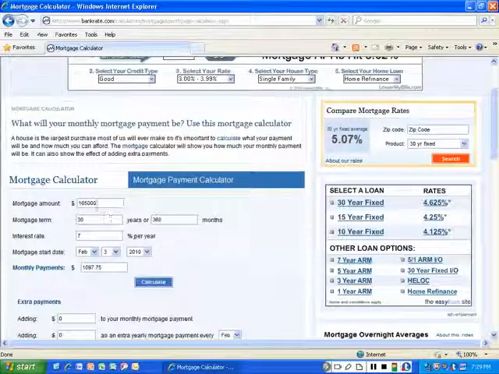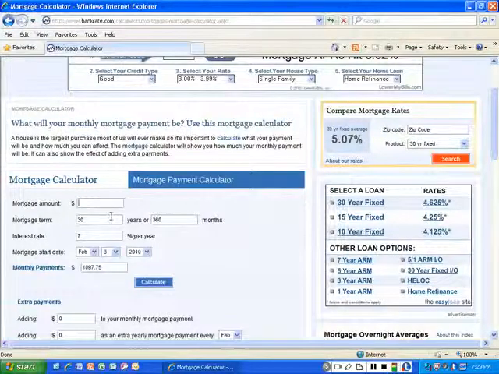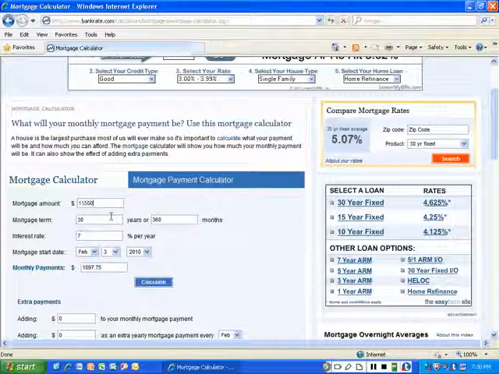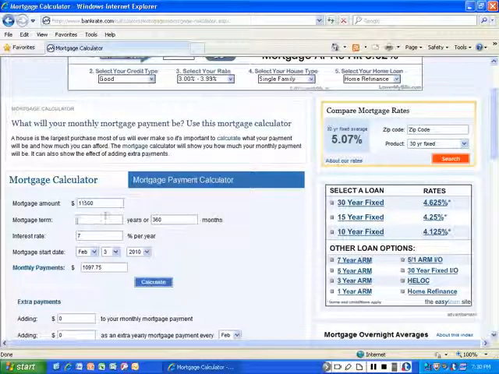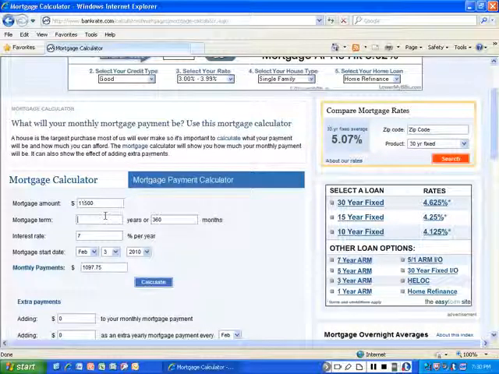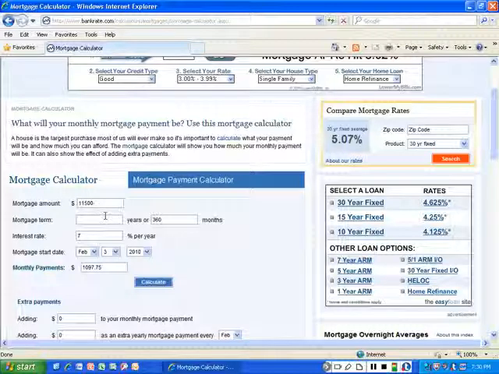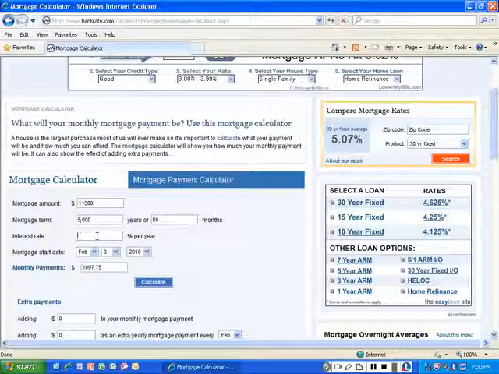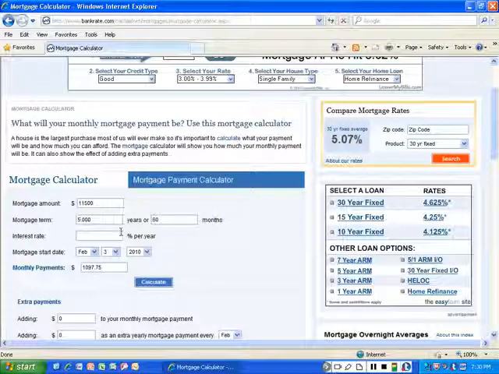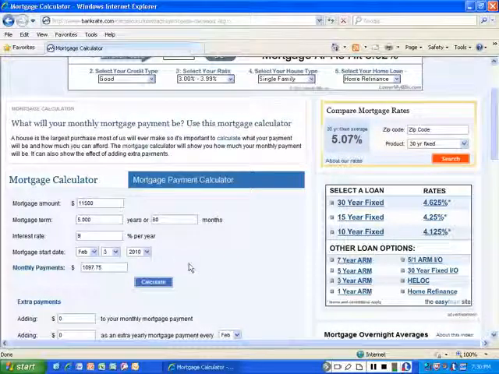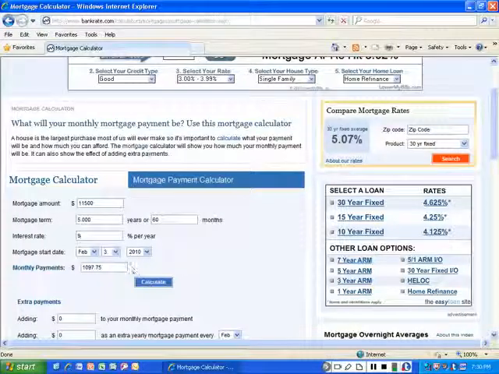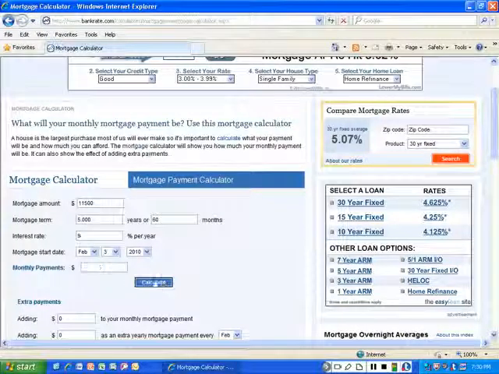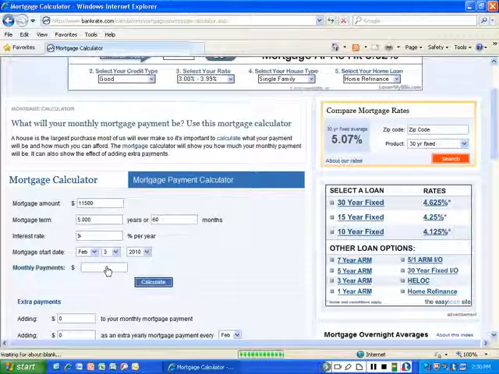I'm just going to plug in the amount. The amount we were dealing with was $11,500. Our term here was 5 years. And our interest rate that we were looking at is 9%. It doesn't matter when you start, but what I want to do now is calculate what my monthly payment's going to be.